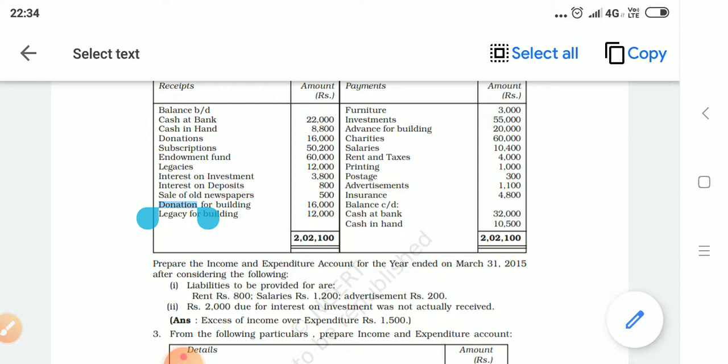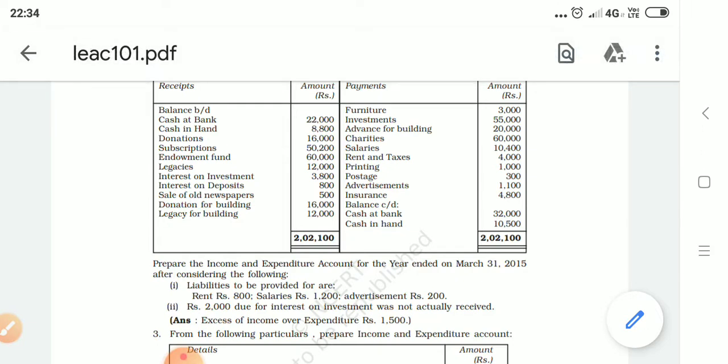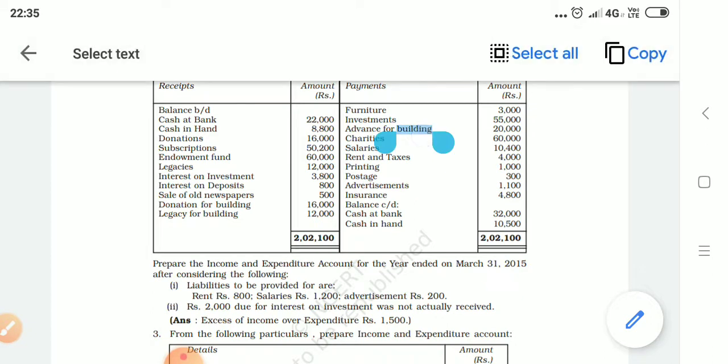The next item is legacy for building. So legacy for building is a specific legacy. It will appear in the liability side of the balance sheet. Okay. Now coming to the receipts. Furniture and investments are assets. They will go to the asset side of the balance sheet. Advance for building. Advance for building is also an asset.